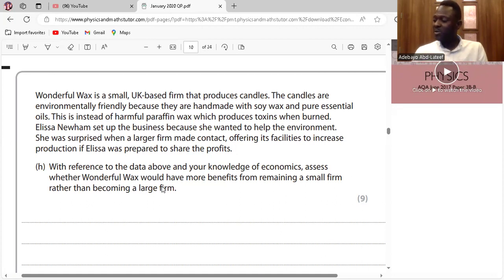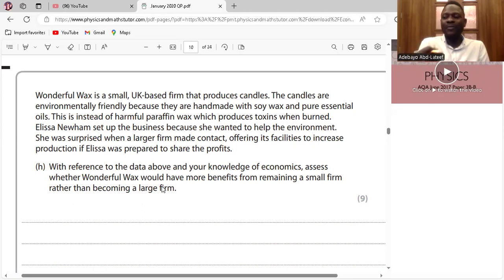Number one, small firms may not be able to exploit economies of scale, as Elisa only produces handmade candles, which means it operates on a smaller scale. That means the unit cost will always be higher for Elisa. You get the point there? Two, now the point supporting a large firm. A large firm has the ability to compete by investing even in technology that would make candles that are environmentally friendly. Did you get it?